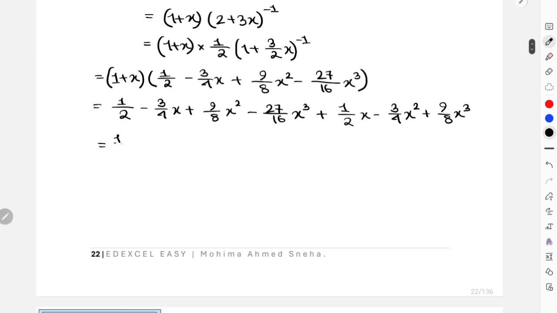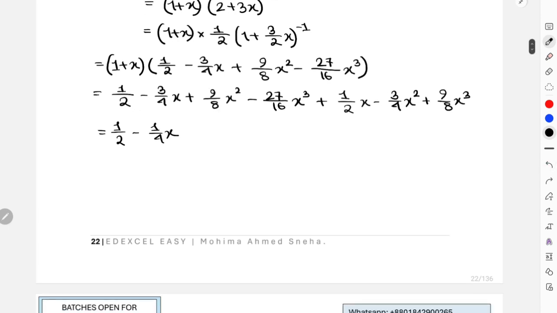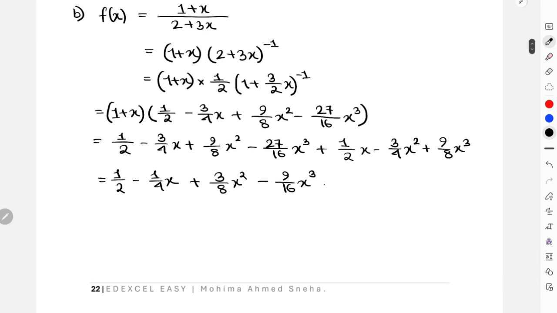So at the end now we have half. If you add 3 over 4 and half together, this one turns out to be minus 1 over 4 x, and then again 9 over 8 and 3 over 4, as they were both x square coefficients, this one would be 3 over 8 x square. 27 over 16 and 9 over 8, this one turns out to be 9 over 16 x power 3. That is the final expansion over here.